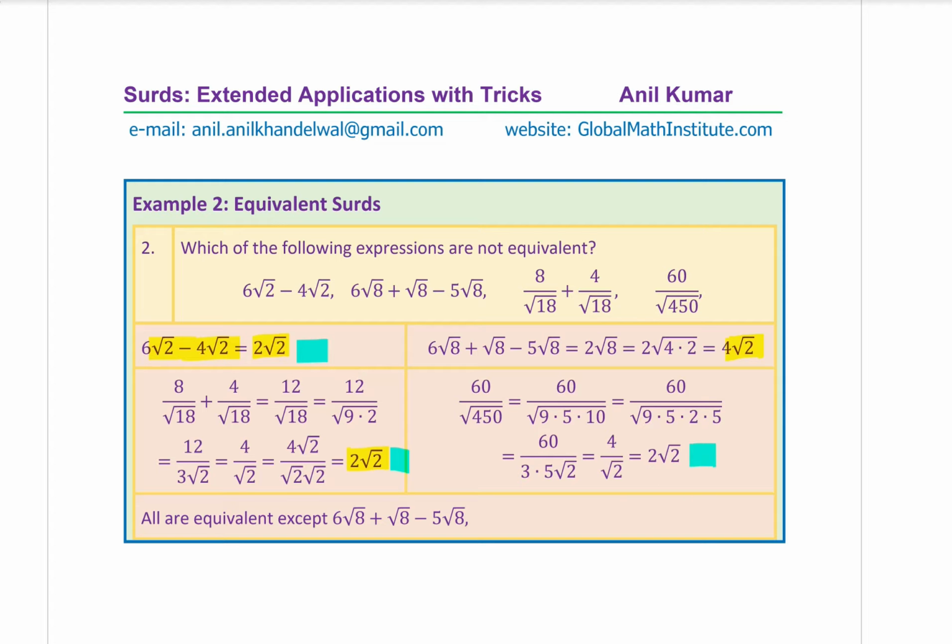So we find that these three are exactly the same, evaluated to 2 square root 2, and the only one which doesn't match is 6 square root 8 plus square root 8 minus 5 square root 8. Perfect. So that is how you solve it.